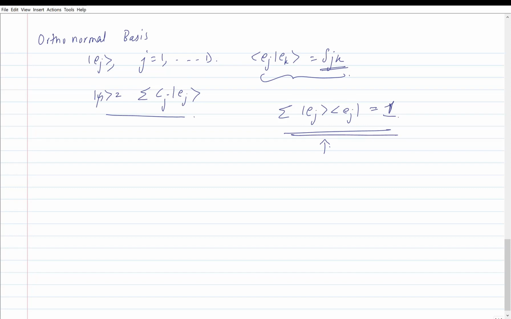And as we discussed, if I have a vector expressed on an orthonormal basis, my coefficients are given by this, which is essentially, as we have discussed, the probability amplitude, or the conditional probability amplitude.